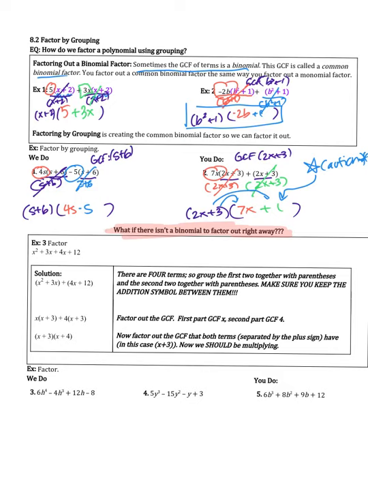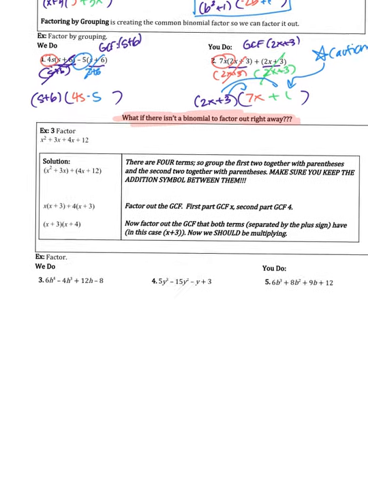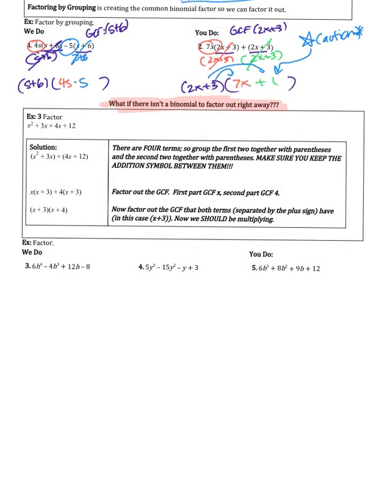And there is. So let's talk about that next. What happens if there isn't a binomial expression that you can see right away? If you look at example 3 right up here, there aren't two binomials. What I see right now are four separate terms.